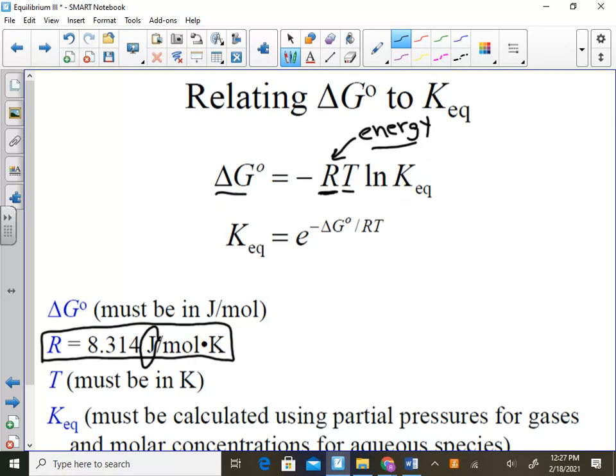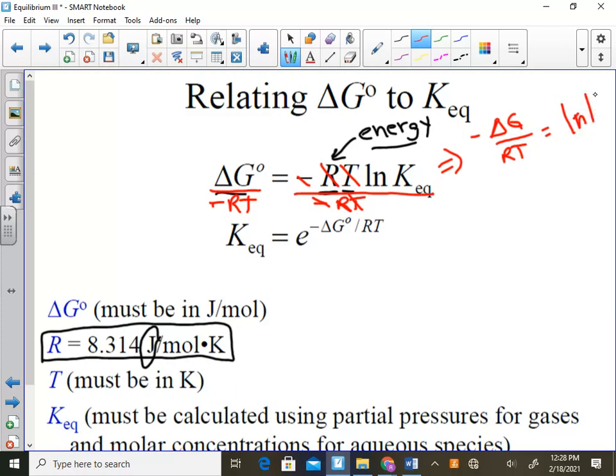Now, if we wanted to get this equation in terms of K, it's already done for you. I'm just going to show you how they got that number. If you want this in terms of K, step one is to get ln K by itself. And to do that, we would divide both sides by negative RT. And on this side, the negatives and the RT cancel, leaving us with negative delta G over RT equals the natural log of K.